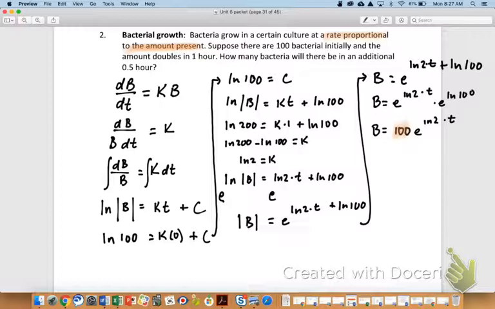So to go to Hunter's point, and I know I'm right up against my time that I set, to figure out how many bacteria there will be in an additional 0.5 hour, I would say B equals 100 e to the natural log of 2 times what number? 1.5, right? Because if 100 is my initial amount, well, in an hour, there's 200. I want to know how many in another half hour. And if you wanted to, you could write it as 1.5 times natural log of 2. That actually might make a little more sense.